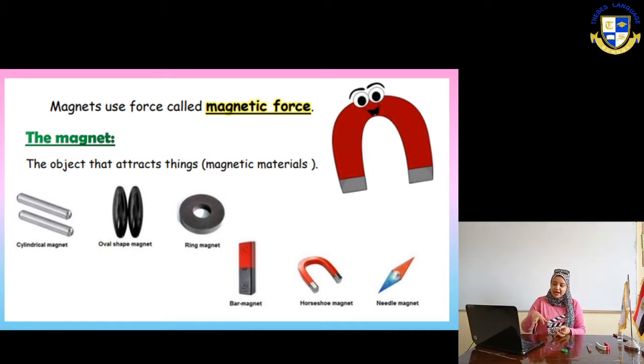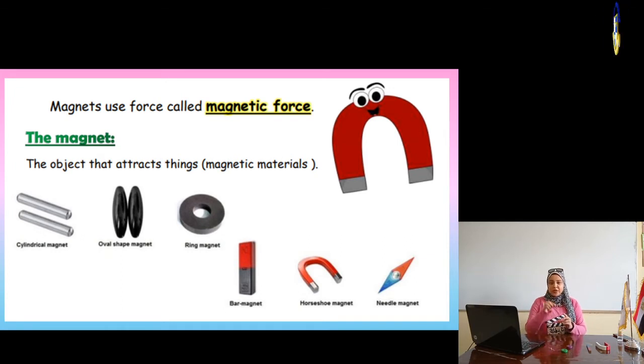And we said the magnet is the object that attracts magnetic material. But what are the magnetic materials? They are the materials that attract to the magnet, like iron, nickel, and cobalt. There are a lot of materials, a lot of metals. These 3 metals, iron, nickel, and cobalt, are the only magnetic materials we have. These are the 3 things that attract to the magnet.